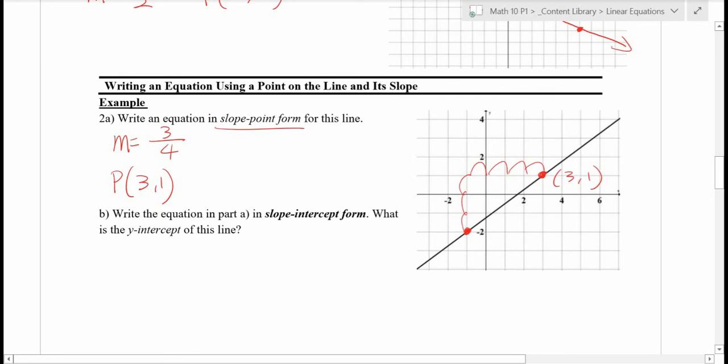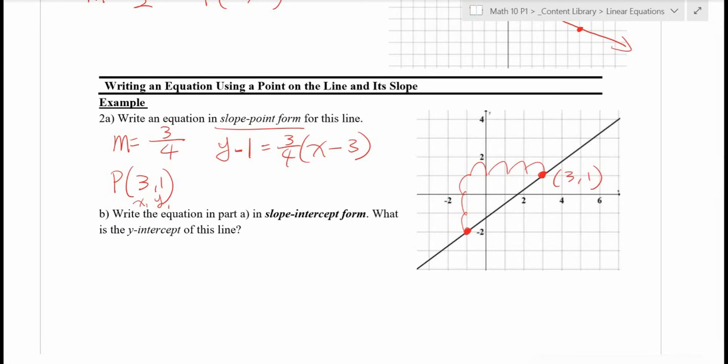So I'm just going to use (3, 1), because that's this point, and because both are positive, it's nice and easy to use. We then would have y minus y1. Here's our x1 and here's y1, so y minus 1 equals m, which is 3 out of 4, times x minus x1, which is 3. So that's part A, write the equation in slope point form.